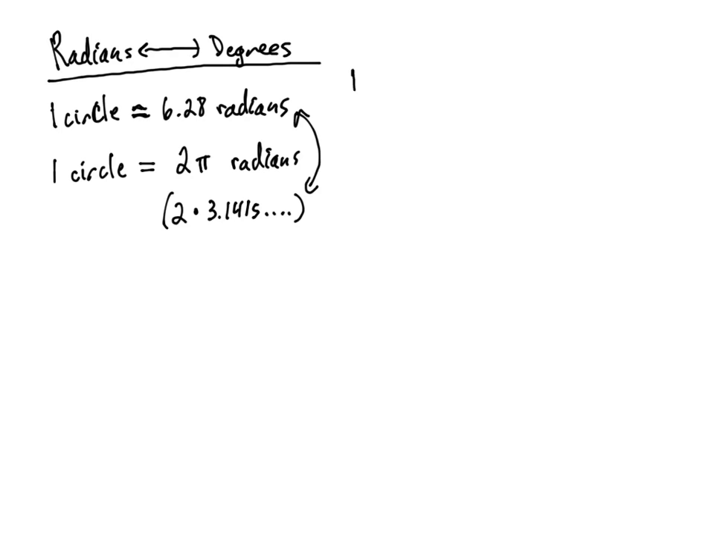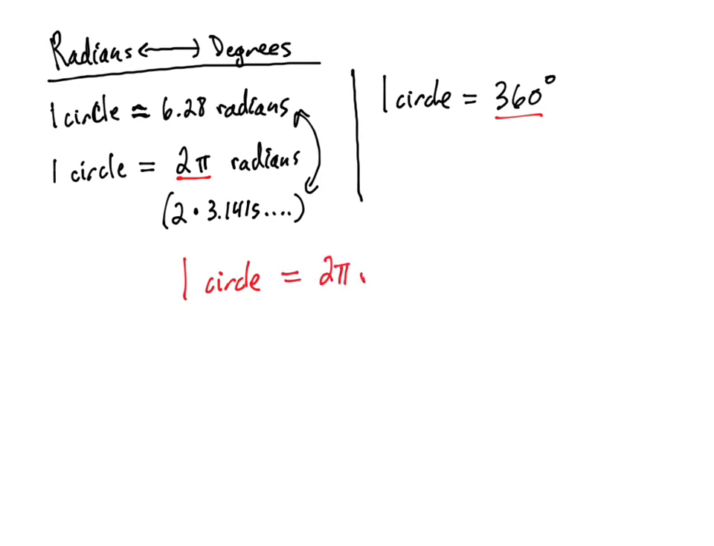And we know that 1 circle in degrees is equal to 360. So what we would say is 2 pi is equal to 360 degrees. So here's our main conversion. So 1 circle, if we're measuring the angle around a circle, that's going to be equal to 2 pi, and that's in radians. Or that's equal to 360 degrees.